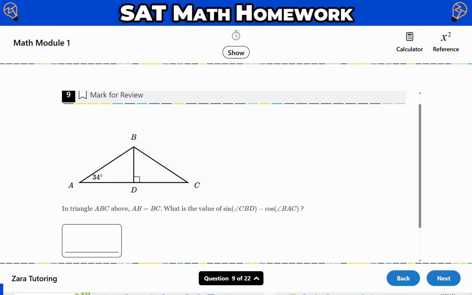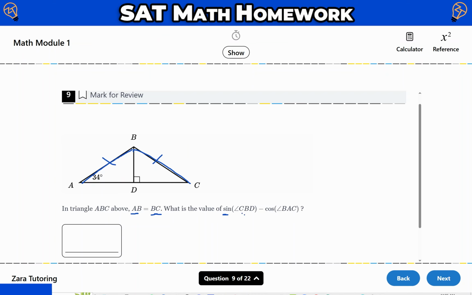A question like this is relying on a concept called cofunction angles. So let's talk about what that really means here. So the information that we currently know is that the length of AB is equal to the length of BC. So let's go ahead and mark those as congruent. And then it's asking for the value of sine from angle CBD.